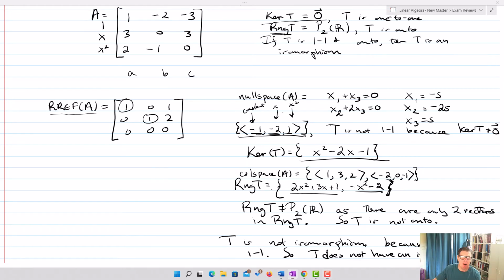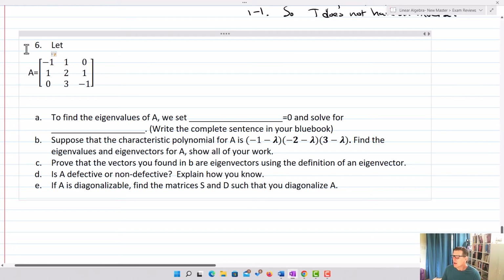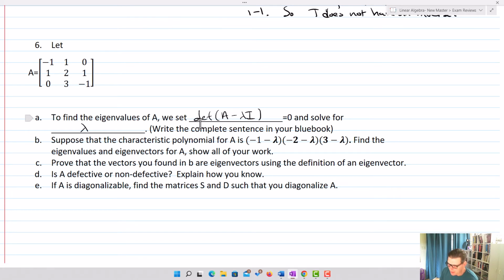All right, so now let's look at number 6. What we've got here are some questions about eigenvalues and eigenvectors. We've got a matrix A, and some general questions. To find the eigenvalues of A, we set the determinant of A minus lambda I equal to 0, and solve for lambda. That's our first step in solving for our eigenvalues. Then we use the null space of A minus lambda I to give me the eigenvectors, etc.